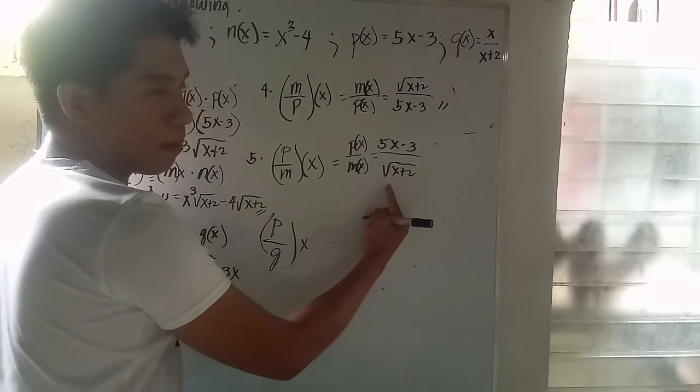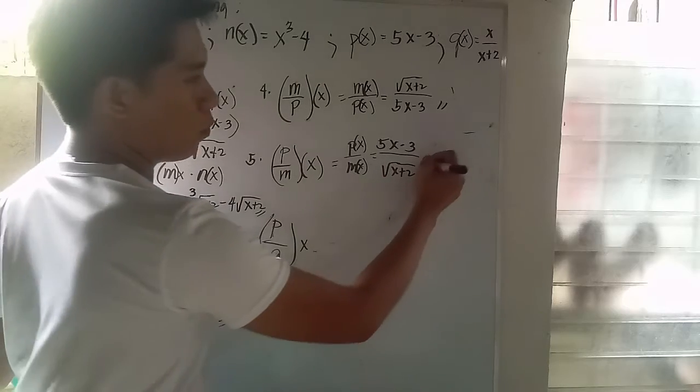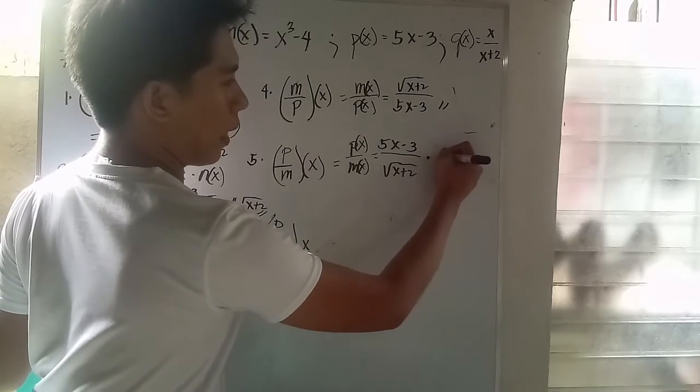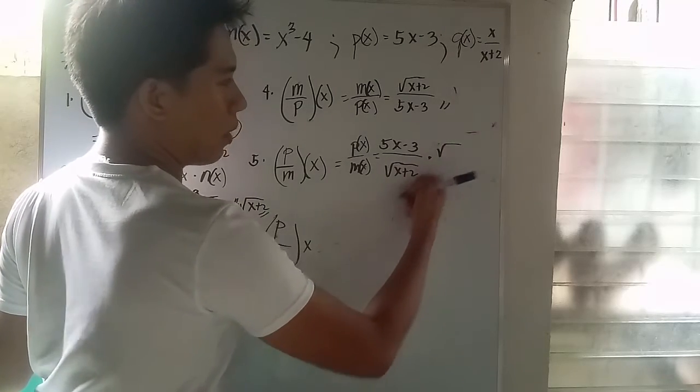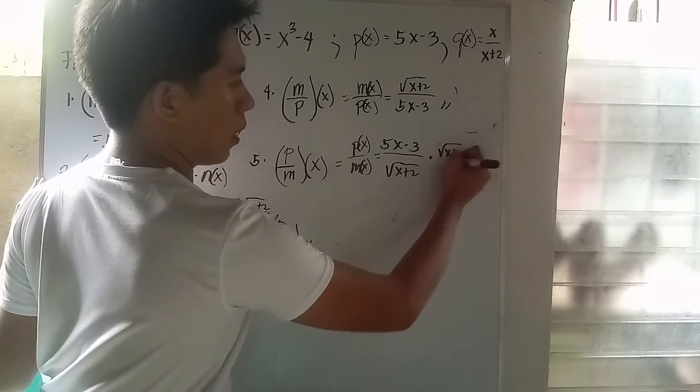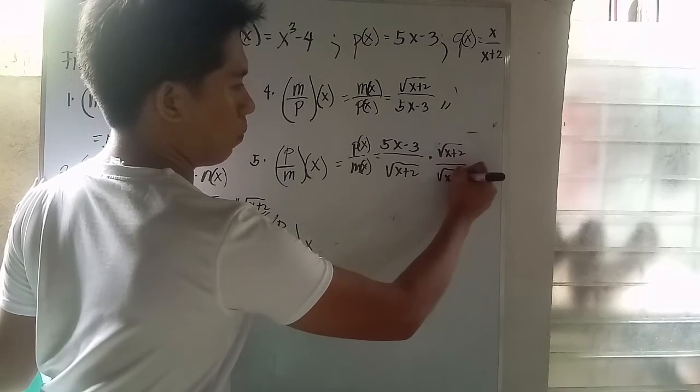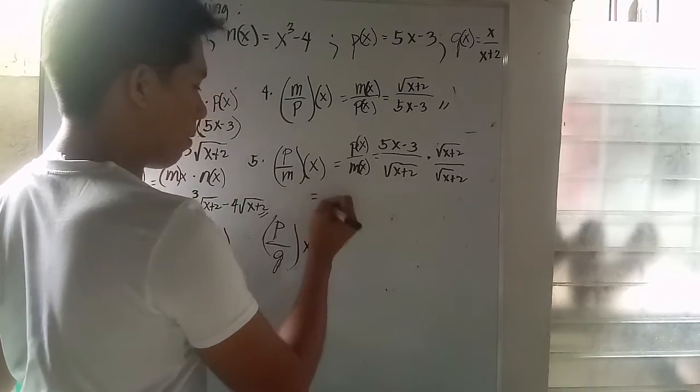At pinangitaan sang paagi nga mawala ang radical sa ubos. So we will multiply the numerator at the same time the denominator by the radical sa ubos, square root of x plus 2, para makancel ang radical sa ubos. That is what we mean by rationalizing.